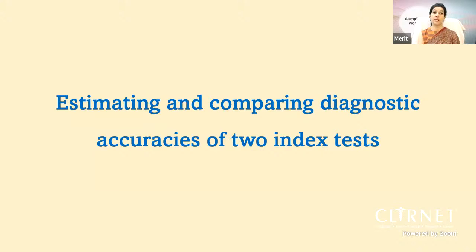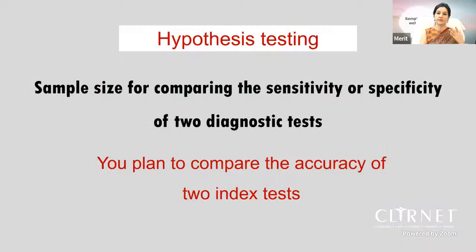Now, if you want to estimate and compare the diagnostic accuracy of two index tests, remember in that comparative type of diagnostic test accuracy studies, we read 4 types: a diagnostic accuracy cross-sectional test, a diagnostic accuracy case control, a diagnostic accuracy comparative test, and a diagnostic accuracy randomized control trial. So if you are comparing more than one diagnostic test, it comes under the heading of estimating and comparing the diagnostic accuracy of two index tests. In this case, we do the hypothesis testing and we calculate the sample size using the sensitivity or specificity of the two diagnostic tests, or you can take the accuracy also of the two index tests. So in this case, we will use the two proportion formula, comparison of two proportions, which we do in the Statulator.